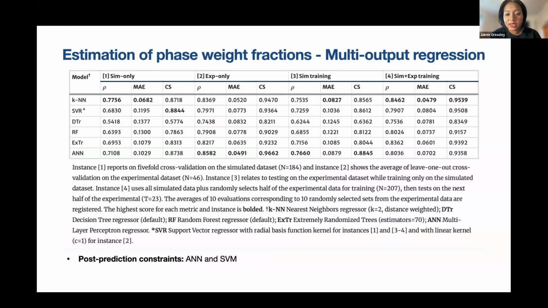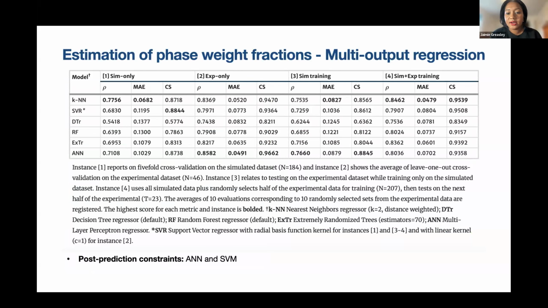We just see that the KNN and the SVM did good across the various instances, and the SVM somewhat. It's important to note, though, that for the ANN and the SVR, the support vector machine but the regression version, we had to do some post-prediction constraints because a lot of the time they output negative phase fractions, so we had to correct that afterwards. And so these are the values that we got after the correction.